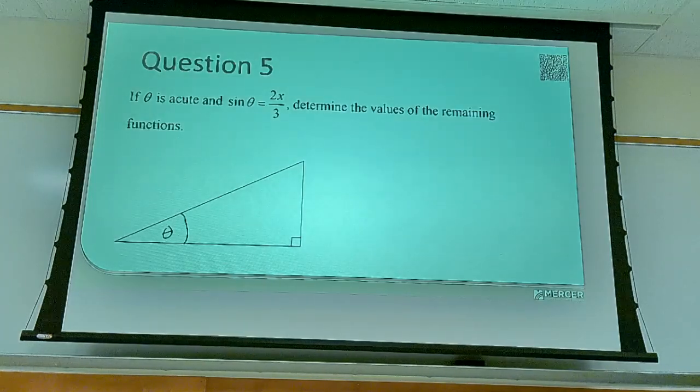Opposite, which is the height of the triangle, is 2x. And the hypotenuse is 3. What is the missing length? That's going to be the square root of 3 squared, which is 9, minus 2x squared, so our 2 squared is 4, 4x squared. And that's all the simplification we can do.